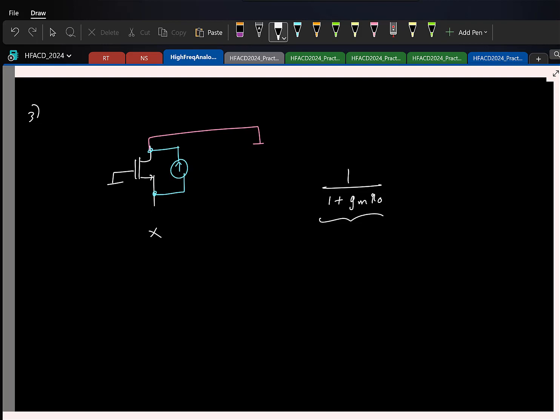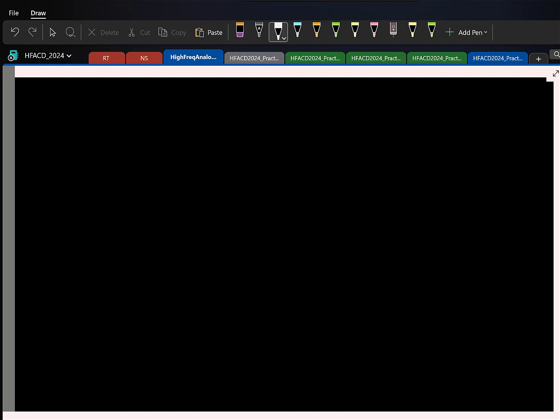Okay. Cool. So now we have looked at a lot of single stage structures. So what next? Yeah, let's directly go and attack our 5 transistor OTA. Let me first draw the schematic quickly.